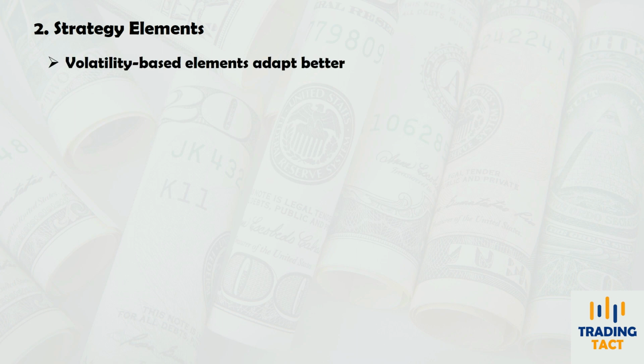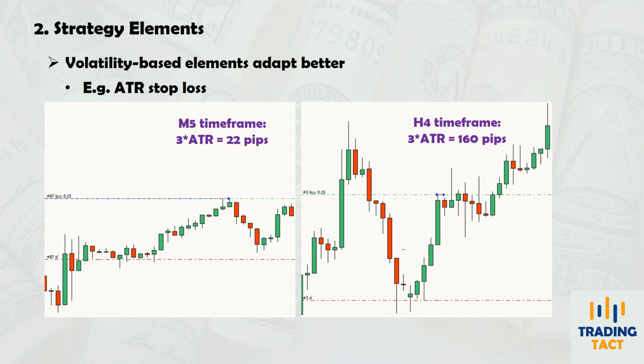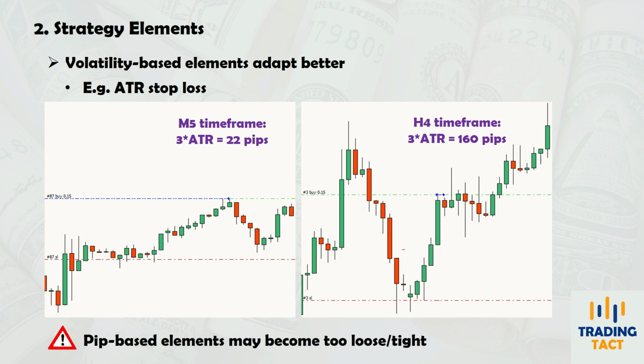Next, have a look at your strategy elements. If you use volatility-based entries and exits, your strategy may adapt better to different time frames. A common adaptive element is the ATR-based stop loss. For example, if you place your stop 3 ATR from your entry price, your actual stop distance, in pips, will automatically increase as you progress to the higher time frames. This isn't the case if you use a pip-based stop. A 20-pip stop may work well on the 15-minute time frame, but will be too tight on the 4-hour time frame.